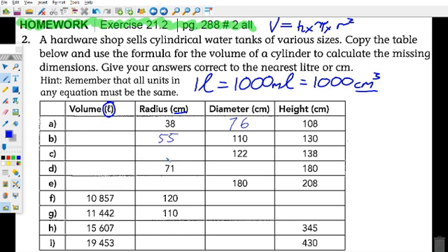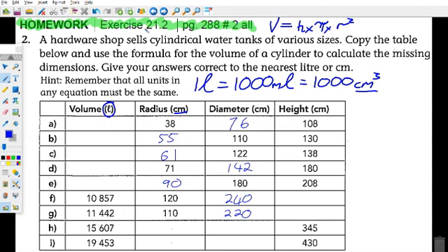And so on and so forth. We can carry on the list. It's going to be 61. 71 times 2 is 142. Over here it's 90, 240, 220. But now we have to do something here. We're going to find the radius and then we can work out the rest. So let's work out the volume first.